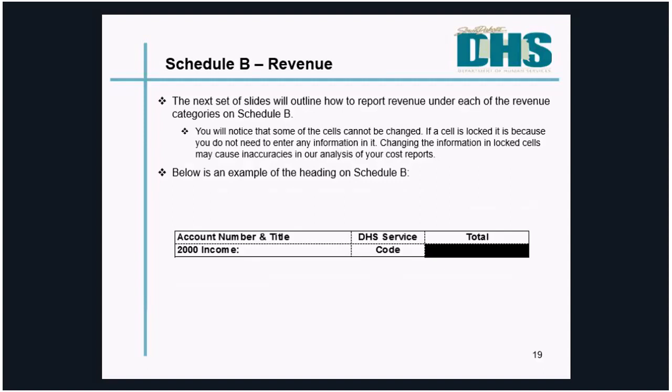Schedule B revenue. This will assist with identifying the revenues that we're requiring you to specifically break out. Again, if a cell is locked, it's because it has a formula in it, or it's because we need it to be protected to help keep the integrity of the analysis. So please refrain from changing any locked or formula-based cells. And you'll see the heading for Schedule B. Pretty basic: account number and title. We'll identify a DHS service code if it applies, and then your totals.